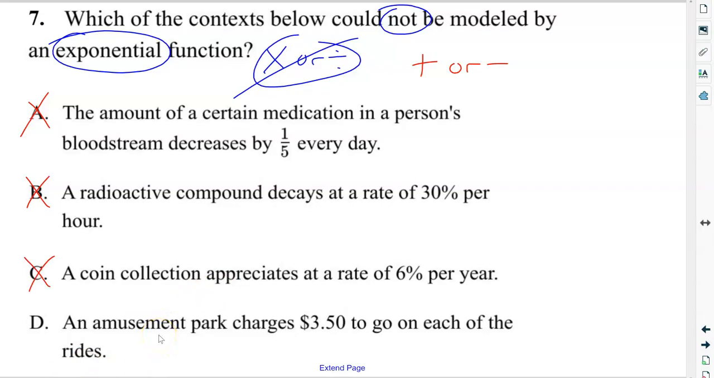An amusement park charges $3.50 to go on each of the rides. $3.50 every time you go on a ride. So you're adding $3.50. So this would be correct. That's the one that's not exponential. Okay, let's take a look at another one.